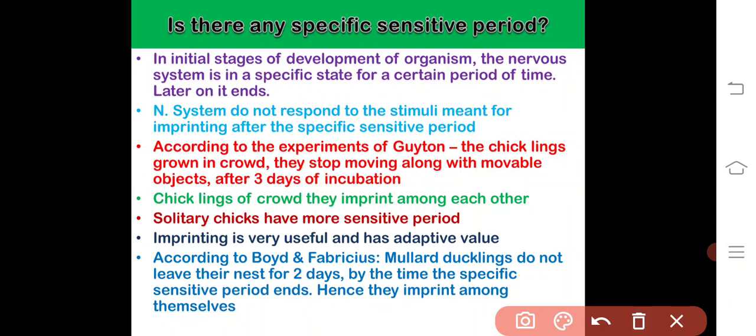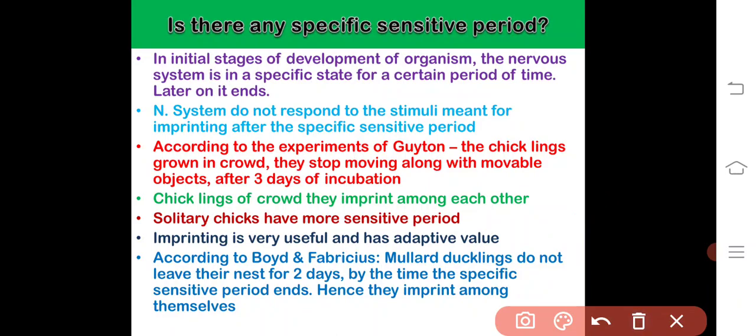And the chicklings which were grown in a crowd imprint with each other, and the chicklings which were grown independently, solitarily, have a longer sensitive period when compared to the chicklings which were grown in a crowd. And imprinting is very useful and has an adaptive value for the survival of the organism.